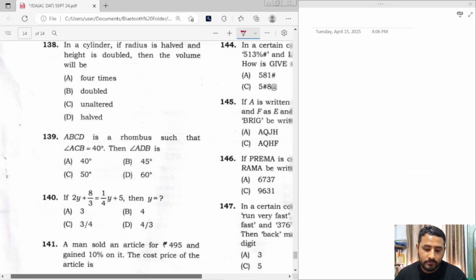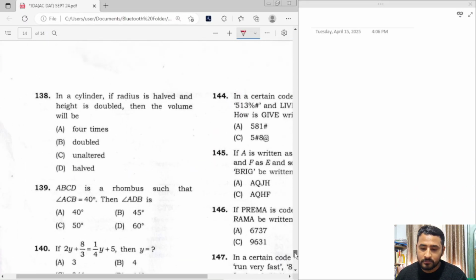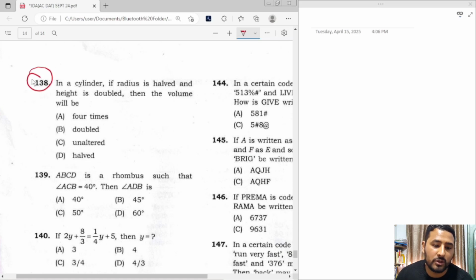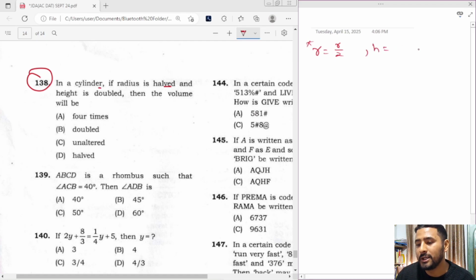138. Okay, very tricky question again. In the cylinder, if the radius is half, remember, r is how much? Half means r by 2. That's given already. And the height is doubled. Height is double, 2h. Okay, remember.